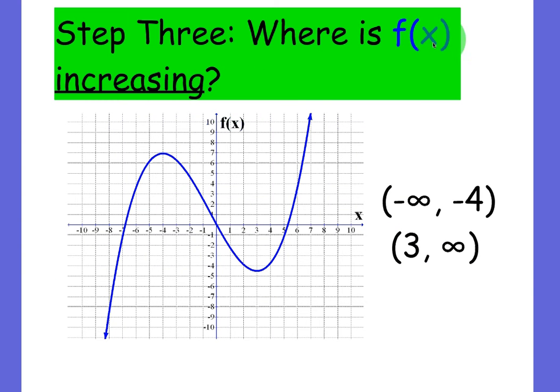Step 3, we're going to look at where f of x is increasing. So let's take a look. The original graph goes up from negative infinity to negative 4, and from 3 to infinity. So in the same way, since the original graph is increasing, meaning the slopes of the tangent lines are positive, the derivative is going to be positive, or the derivative will be above the x-axis.